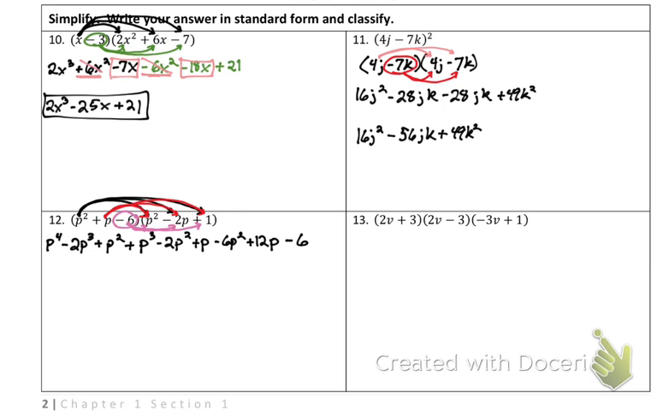Are you okay with me letting you simplify that? I'll give you the answer. I'll just put a dot, dot, dot. And you should end up with, if done correctly, p to the 4th minus p cubed minus 7p squared plus 13p minus 6.